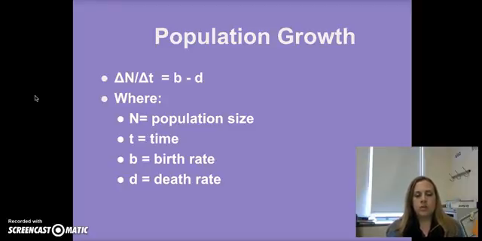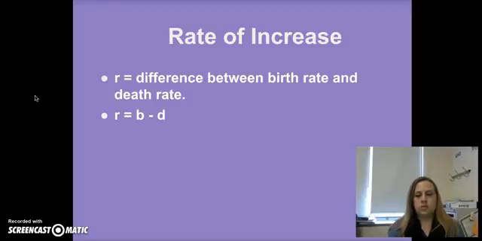So we're looking at how much a population is growing due to births versus how much it could be decreasing due to deaths, and that would give us our population size. We can also, though, look at the rate of increase. And so here we have R, which equals the difference between the birth rate and death rate.